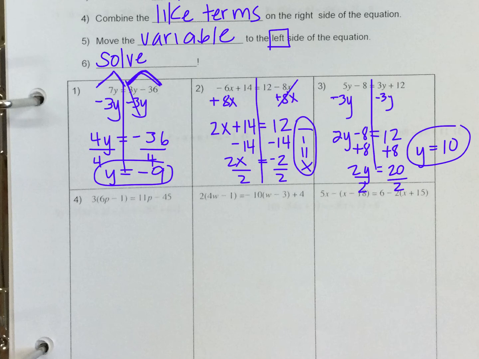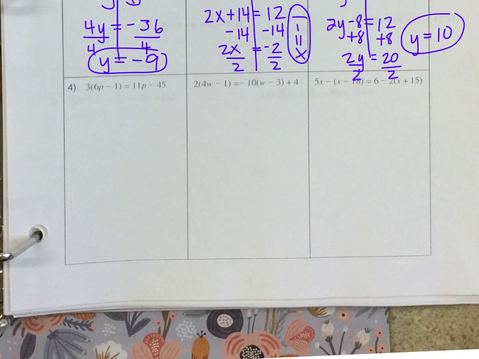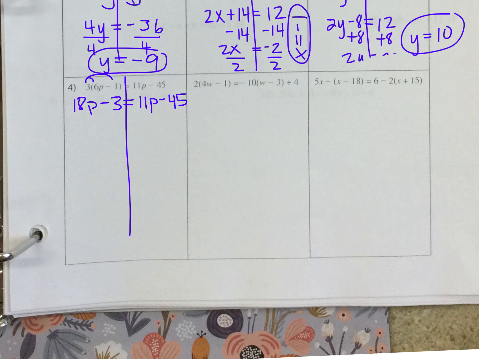Let's look at number 4. Now is when the real fun starts to begin. All right. So I see parentheses on the left side. So that means first step is distribute. 3 times 6 is 18p. 3 times negative 1 is negative 3. I'm just going to copy down this other part. 11p minus 45. I can't put an 18p and a negative 3 together. I can't put an 11p and a 45 together.